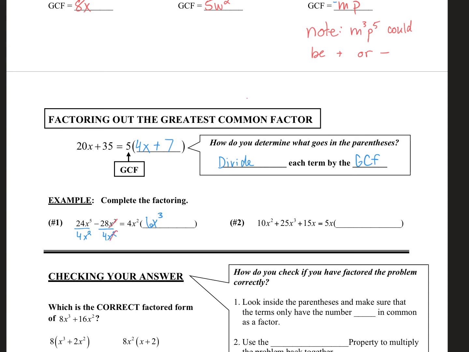And then we're just left with negative 28 divided by 4, and that's going to give us negative 7. Okay, let's move on to the second example.